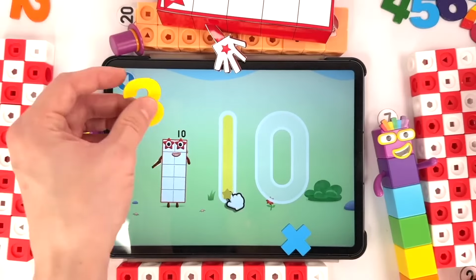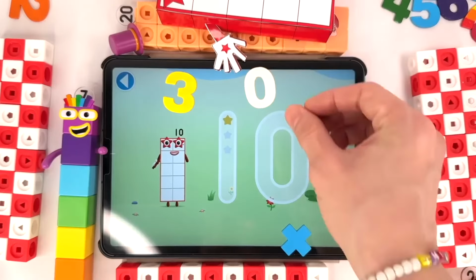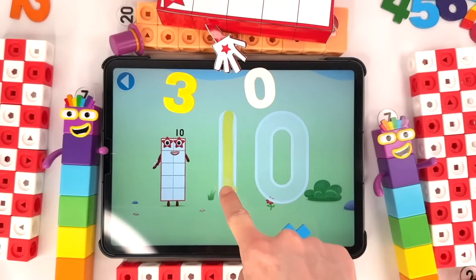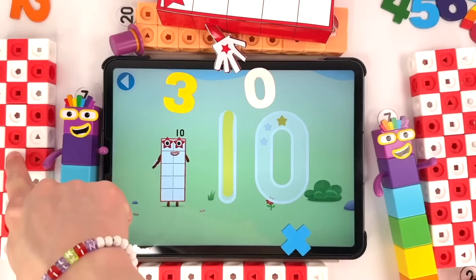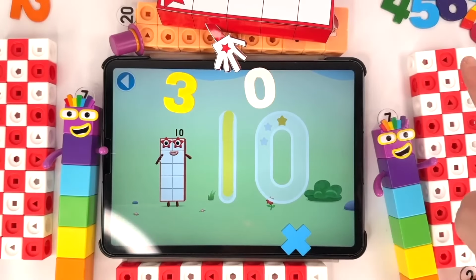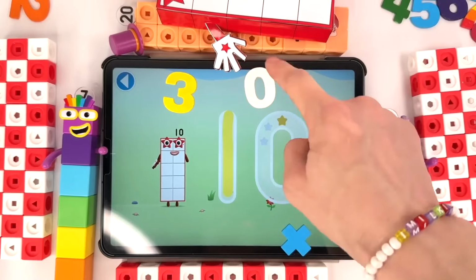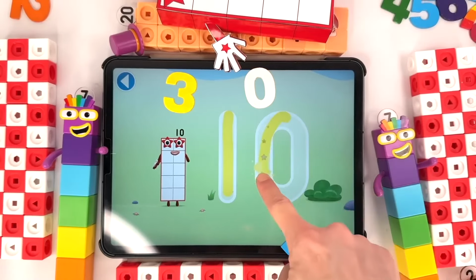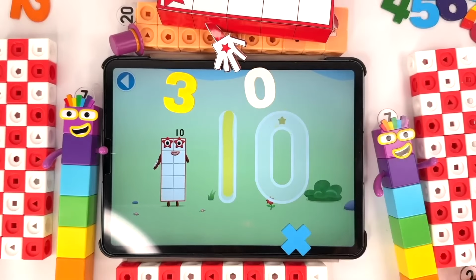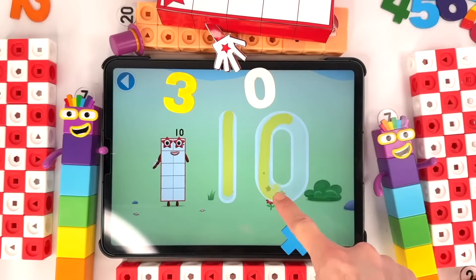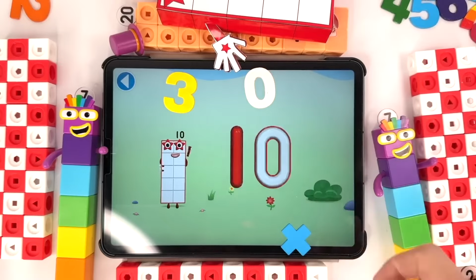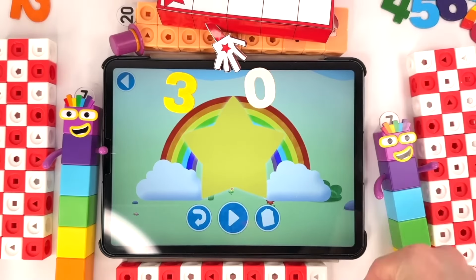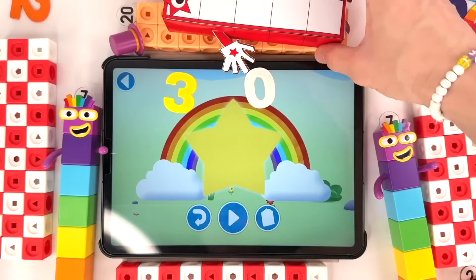Equals number block 30. Try to keep your finger on the screen. 100, 200, 300 number blocks. Well done! Brilliant! But we need the next big number block.